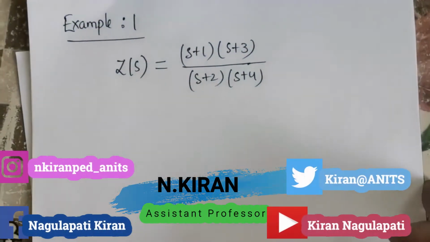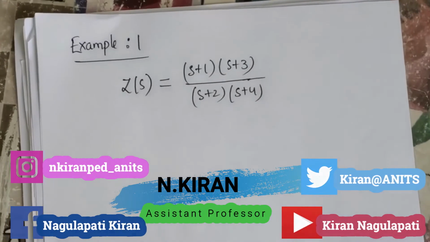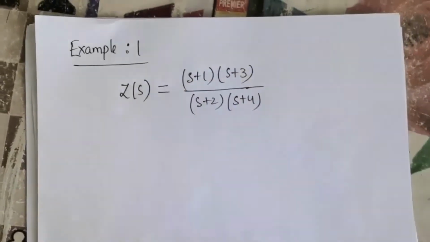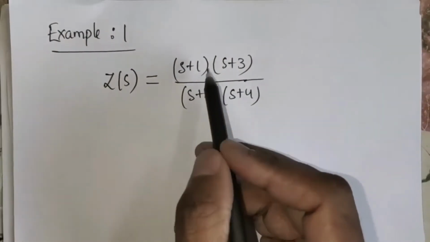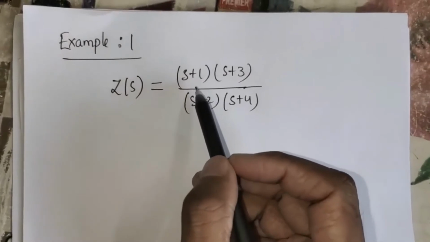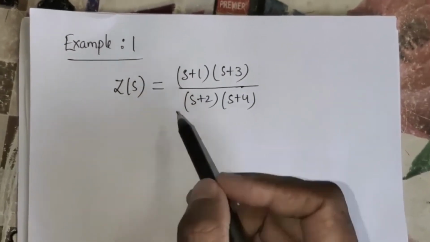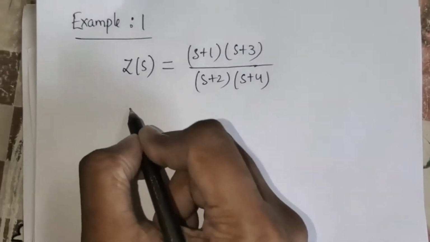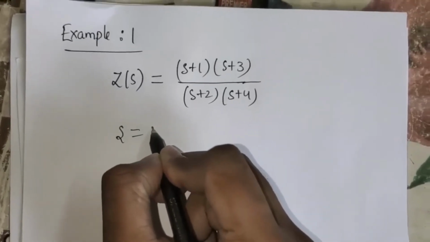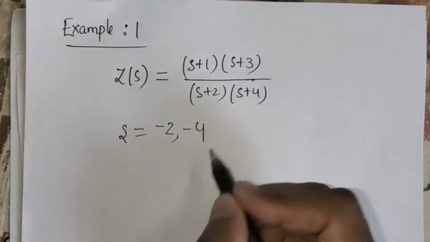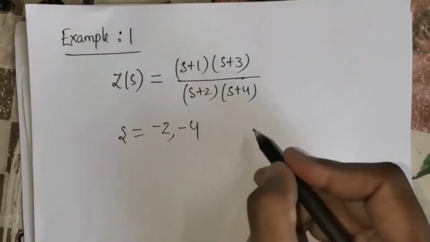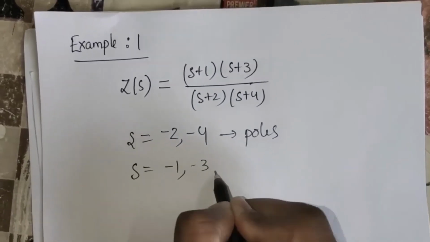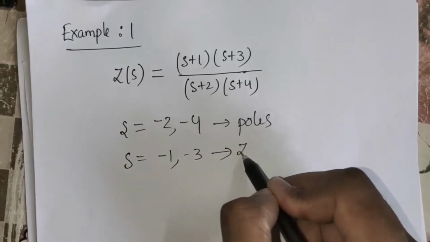Before synthesizing this given impedance function, first we should know the poles and zeros of this function. If you do not have any idea about poles and zeros, the values of s for which the numerator of this function becomes 0 are called zeros, and the values of s for which the denominator becomes 0 are called poles. From this function we can see that for s equal to -2 and -4, the denominator becomes 0, so these are called poles. And when s is equal to -1 and -3, the numerator becomes 0, so these are called zeros.